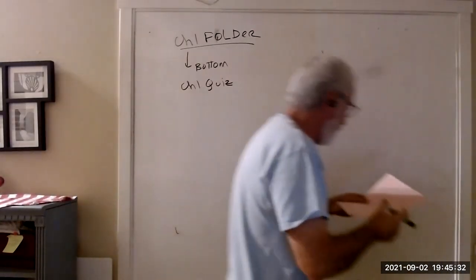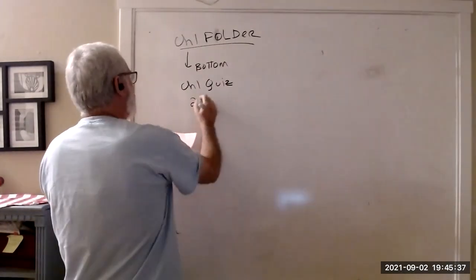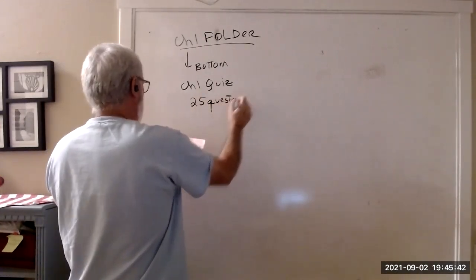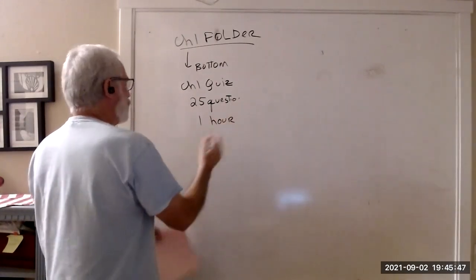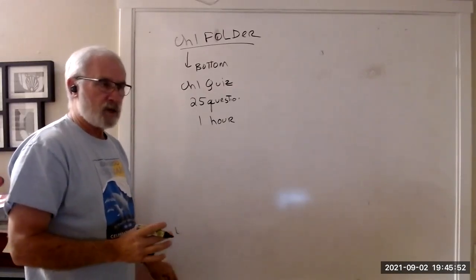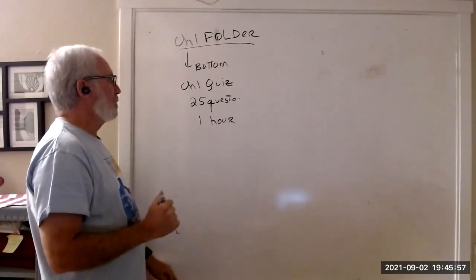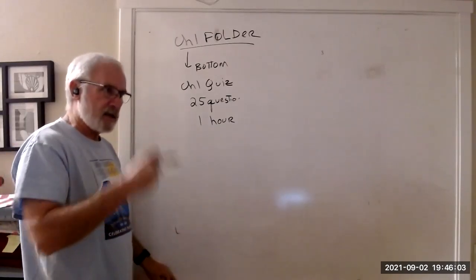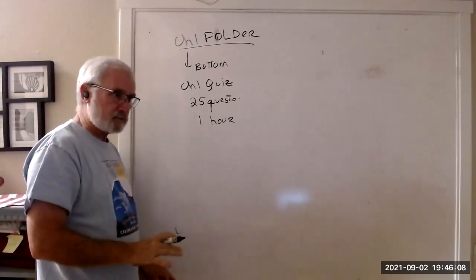The chapter 1 quiz has 25 questions. You'll have 1 hour, and you do not have to show any work. You just do the problems. You're allowed 2 tries on each problem. But again, I've got to get in and turn it on. If you go to Mom right now, you won't see it.